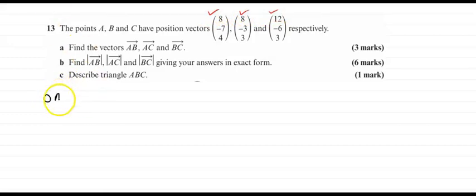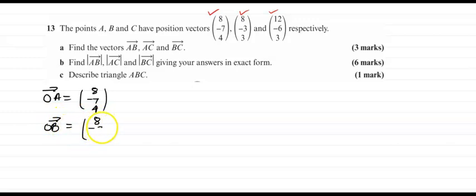So let's find what is OA. OA is 8, minus 7 and 4. Let's write down 8, minus 7 and 4. Then we can write down OB, position vector of B, that is 8, minus 3 and 3, and position vector of C is 12, minus 6 and 3.